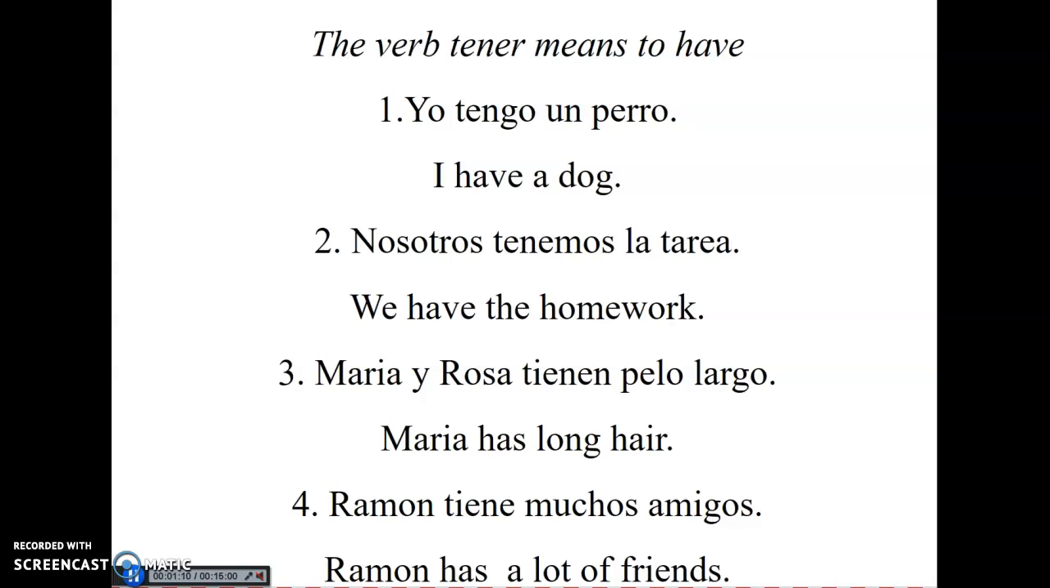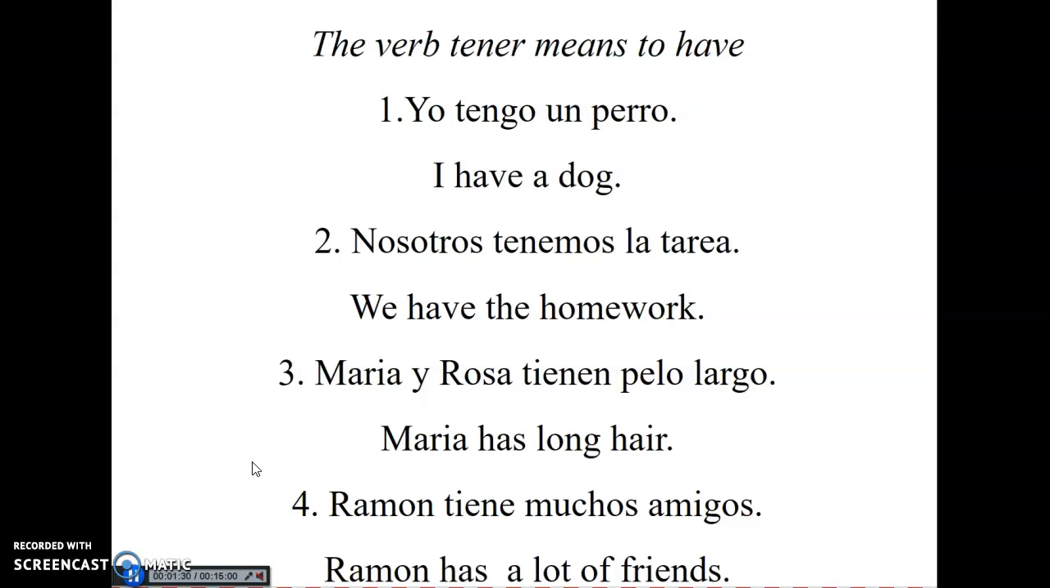The verb tener, we know, means to have. Por ejemplo, yo tengo un perro. I have a dog. Nosotros tenemos la tarea. We have the homework. María y Rosa tienen pelo largo. Maria and Rosa have long hair.